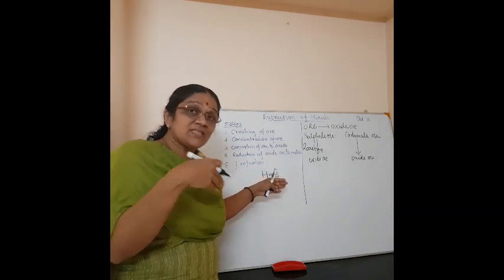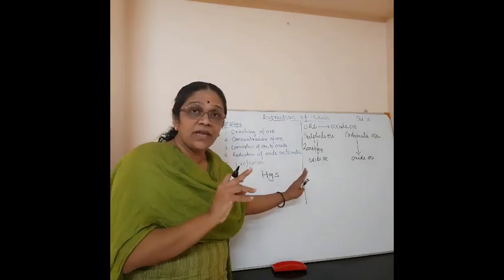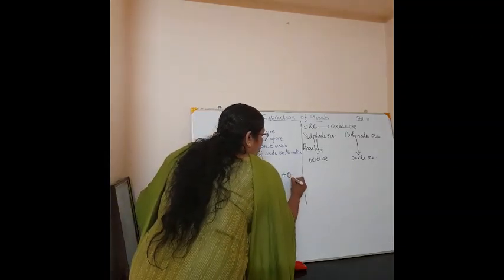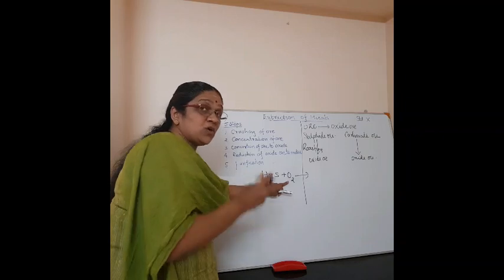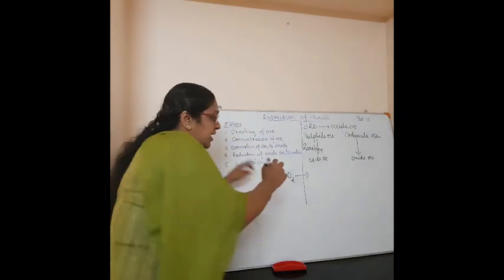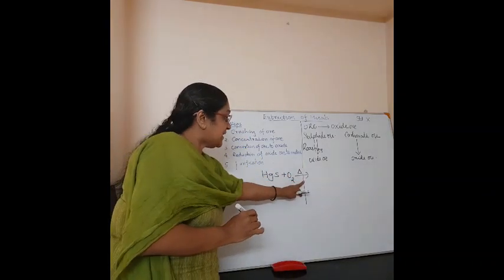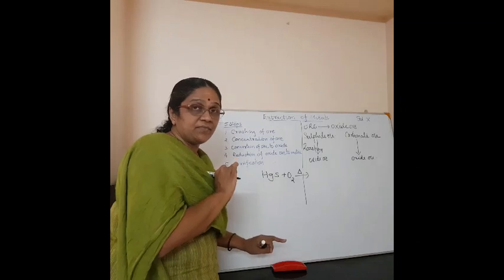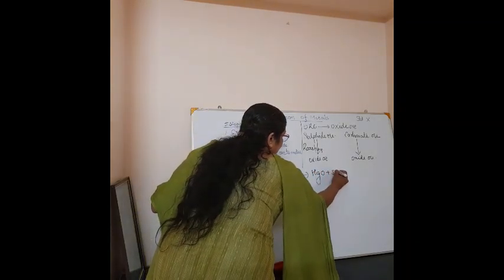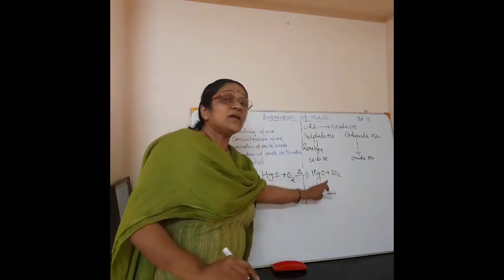In the presence of excess air, if you heat, the sulfide ore is converted into the corresponding oxide ore, correct? Now we will write O2. Why O2? Because you are giving air or oxygen. In presence of excess air or oxygen, if you heat, how will you show heat? Either you write heat or you give a triangle. Okay, so then we will get the corresponding oxide. See, the mercuric sulfide is being converted into the mercuric oxide.